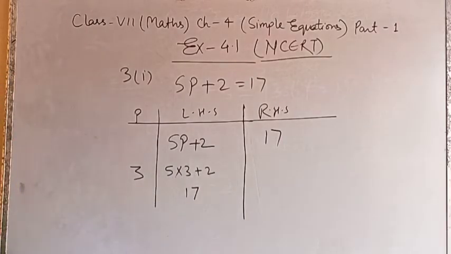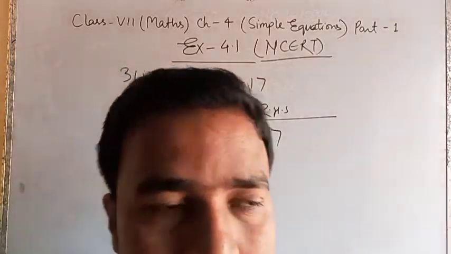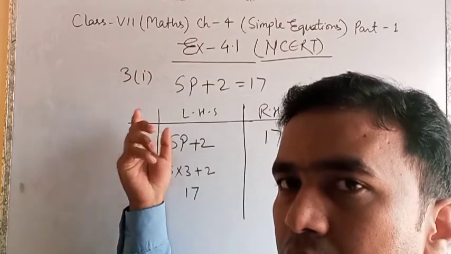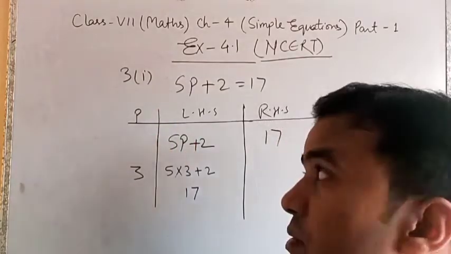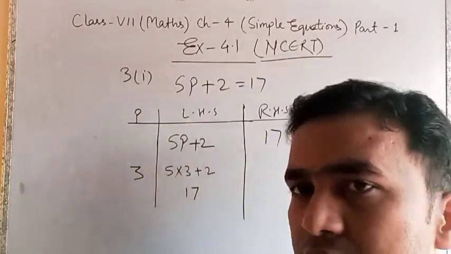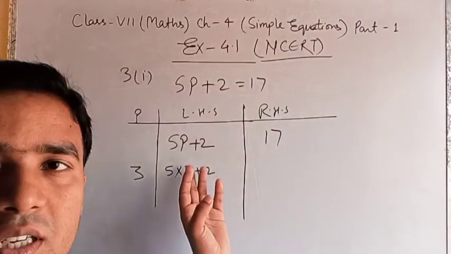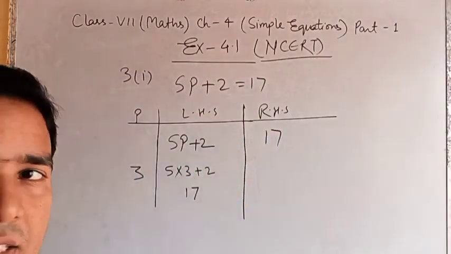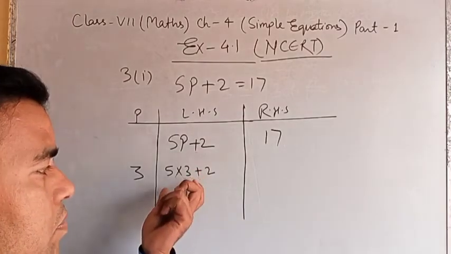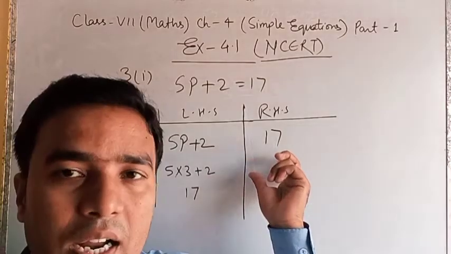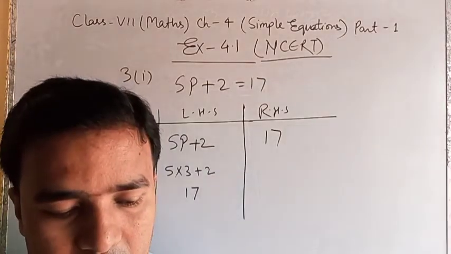Clear? Trial and error method means you will make a column. Here you will add the variable, whatever variable p, x, y, whatever is given. Here is left hand side, here is right hand side. Clear? In left hand side 5p plus 2 is given, right hand side 17 is given. You will write here, and in p place you will think which number you will take, then you will get the right hand side. In second one 4 is given.